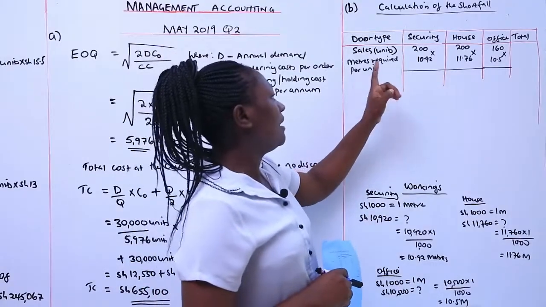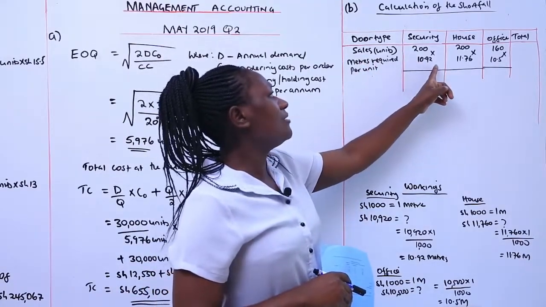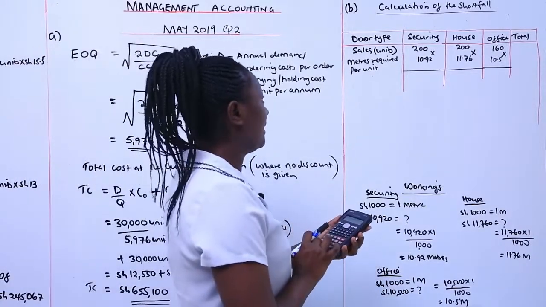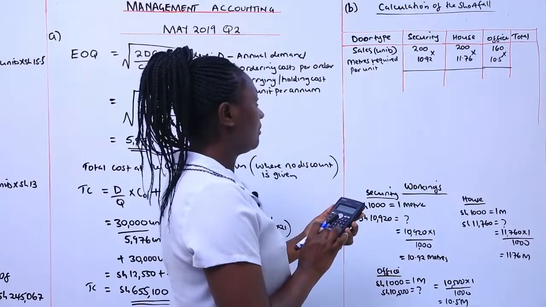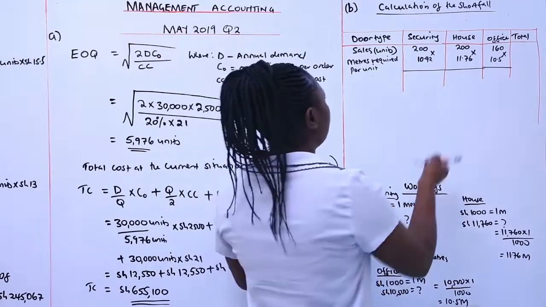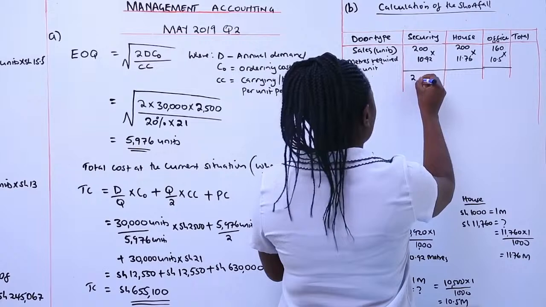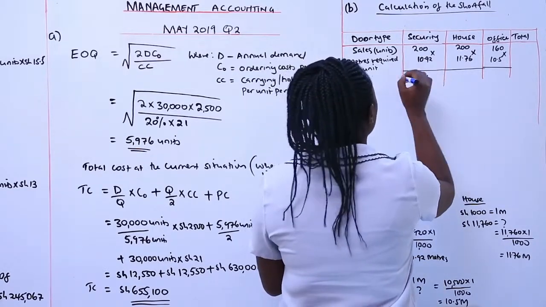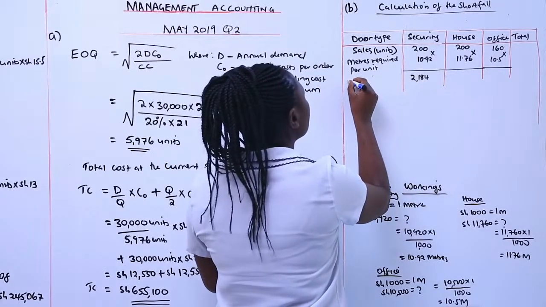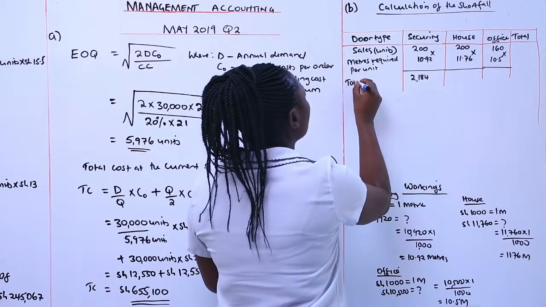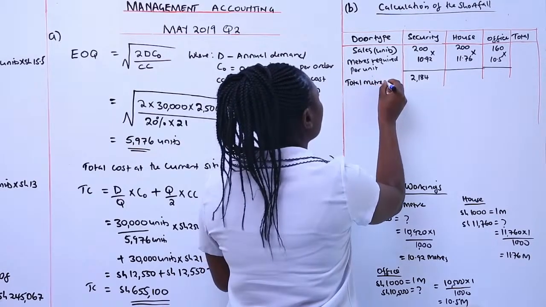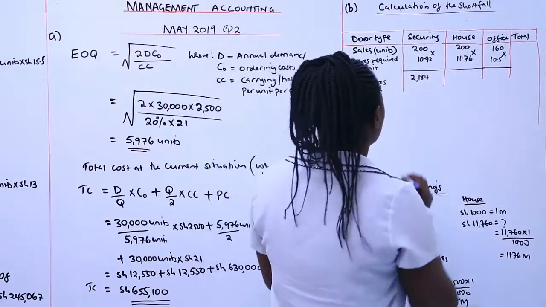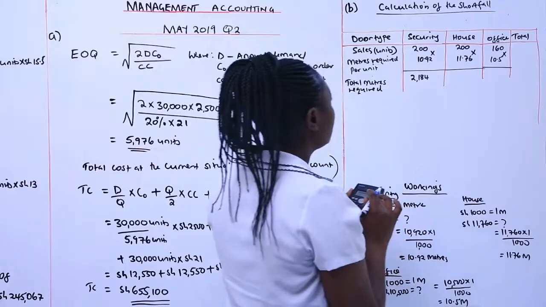So why are we multiplying? Meters required per unit. To produce 1 unit, you require 10.92. What about producing 200 units? So it is simply multiplying. That is 10.92 multiplied by 200. This will give us 2,184. These are meters. So this is total meters required.